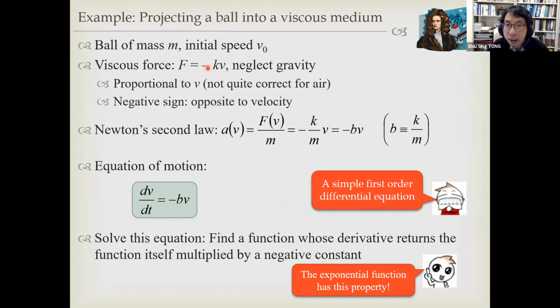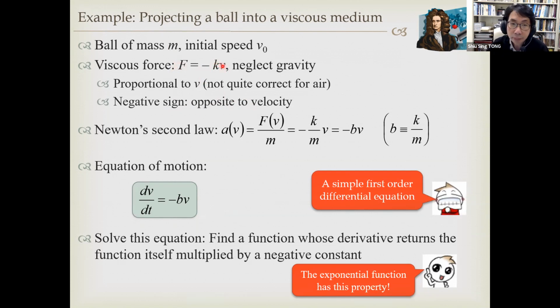Now the negative sign here has a meaning. The negative sign means the resistive force is in the opposite direction to the velocity. Because when the body goes this way, the resistive force tends to oppose it, right? So it must be in the opposite direction. And a way to specify it is to add a minus sign before the velocity. So the resistive force is always opposite to the velocity.